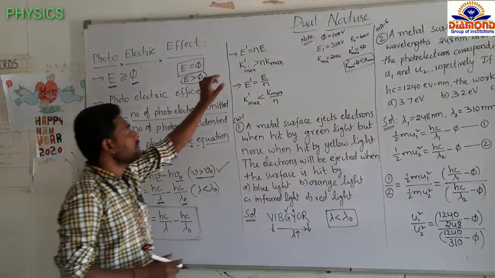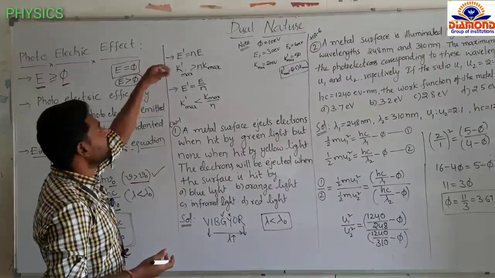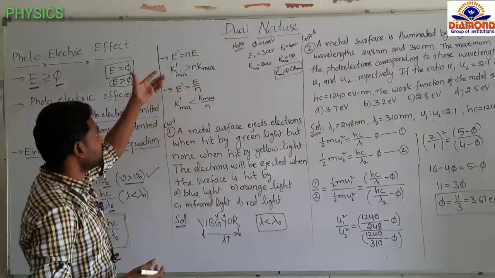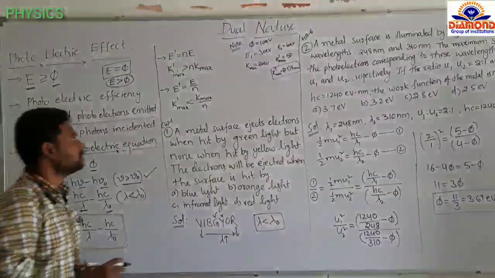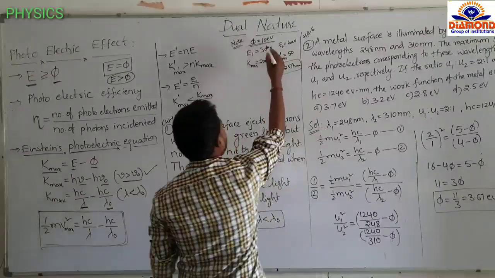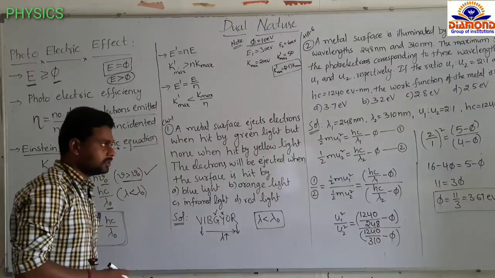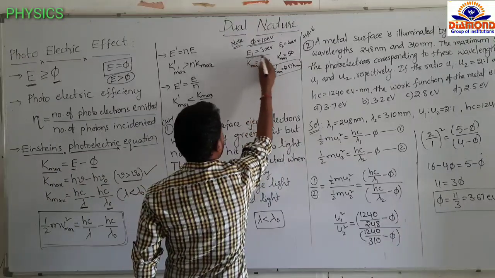Now one more thing: if the energy of the light radiation is increased by n times, then how much will the kinetic energy increase? Suppose, see, I am going to tell you an example. One metal I am taking, the metal work function is 10 electron volt. First, the energy of the light radiation is 30 electron volt.